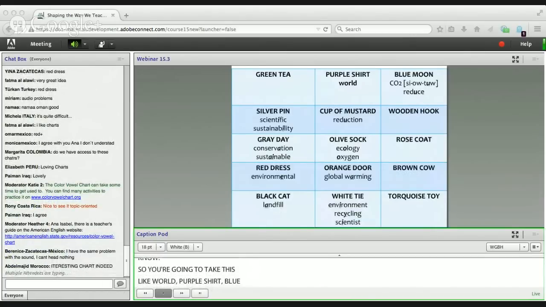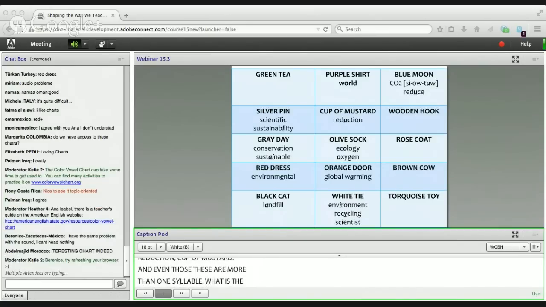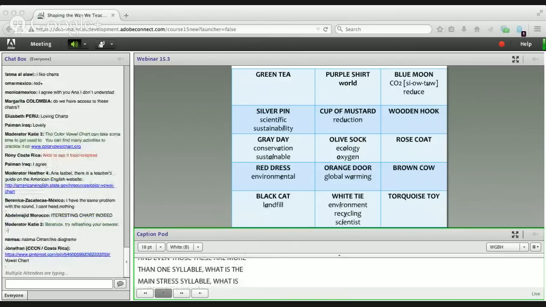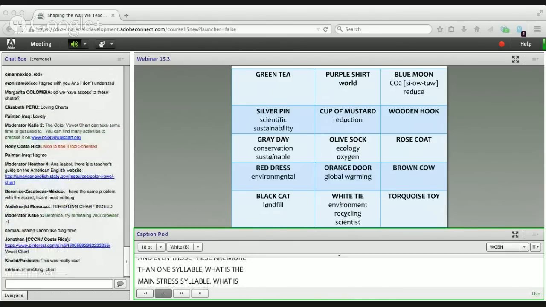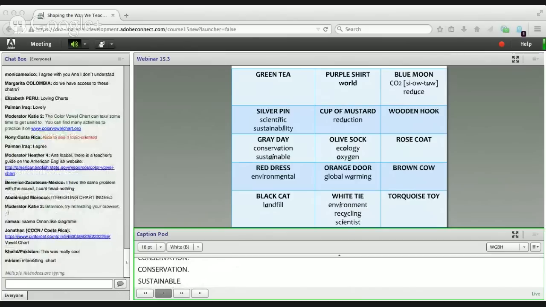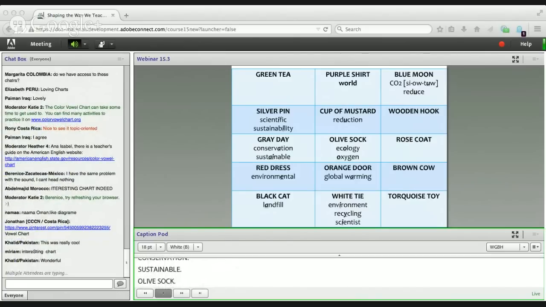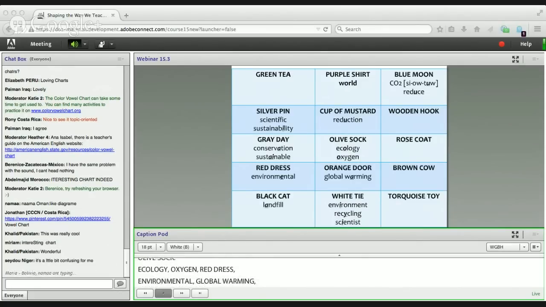of mustard, up. And we're again talking about, even though these are multi-syllabic words, many more than one syllable, what is the main stress syllable? What is the quality of that vowel? Conservation, sustainable, olive sock, ecology, oxygen, red dress, environmental, global warming, orange door, or warming, okay? And landfill, black cat, and white tie, environment, recycling, scientist.